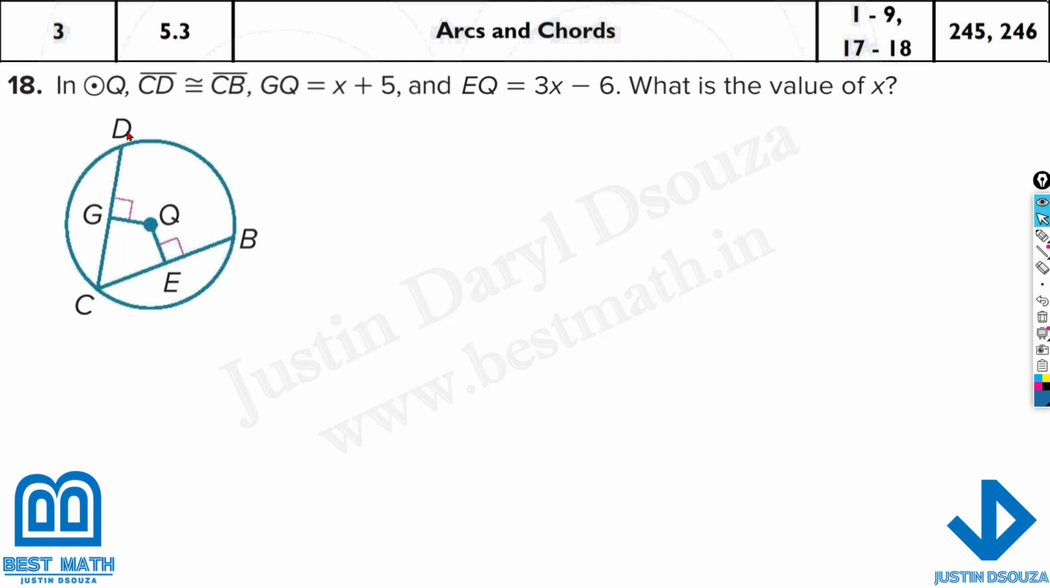No, they have told CD. See, look at this. This chord is equal to CB. If these two chords are equal, then of course this will be equidistant. So what is GQ and EQ? They are equal to each other. But they have told their values as well.